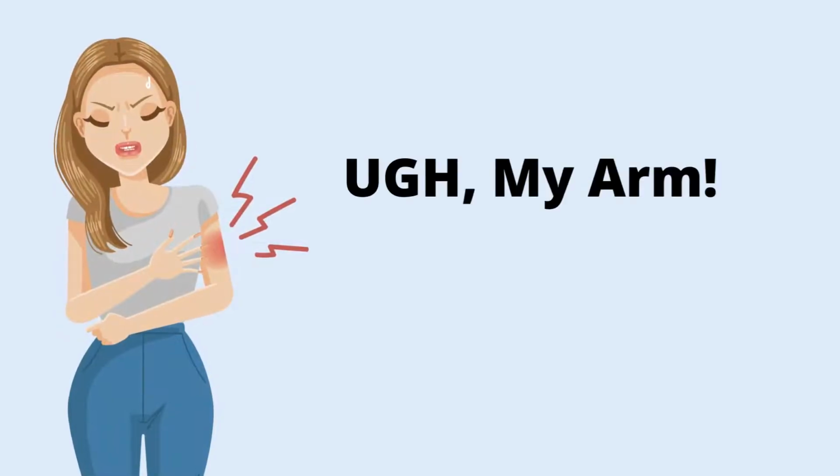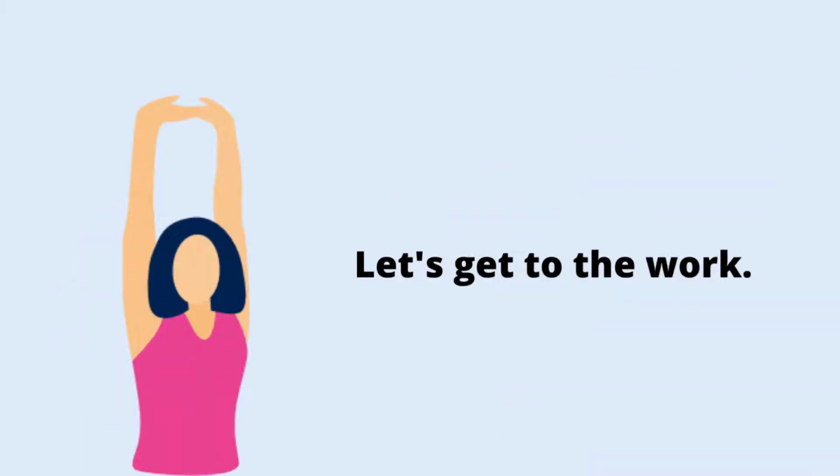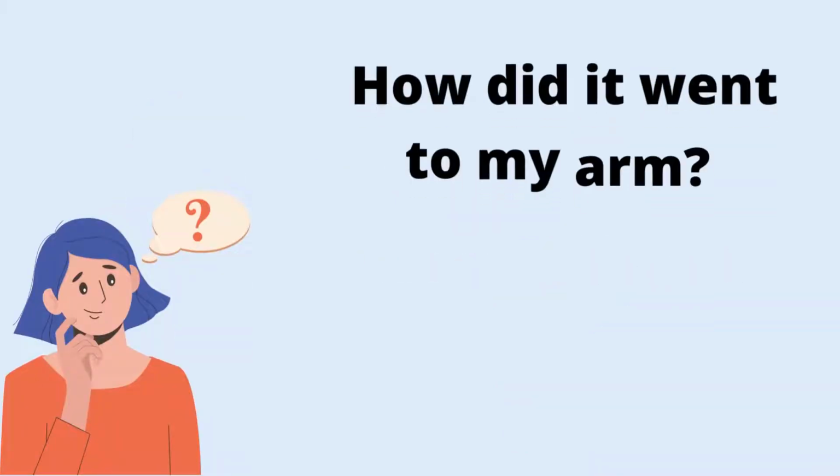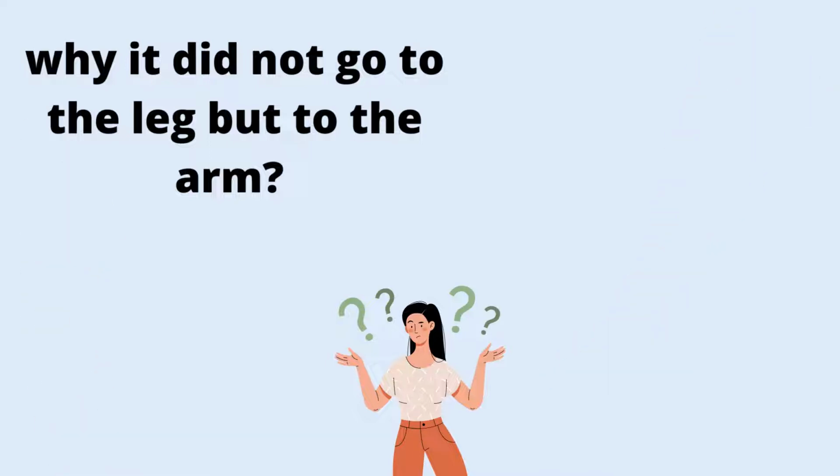Some days back, I was having pain in my arm, so I took ibuprofen, and my arm felt fine afterwards. Wait a minute, how does ibuprofen know that my arm hurts? How did it go exactly to the point where it pains? Have you ever wondered about that?